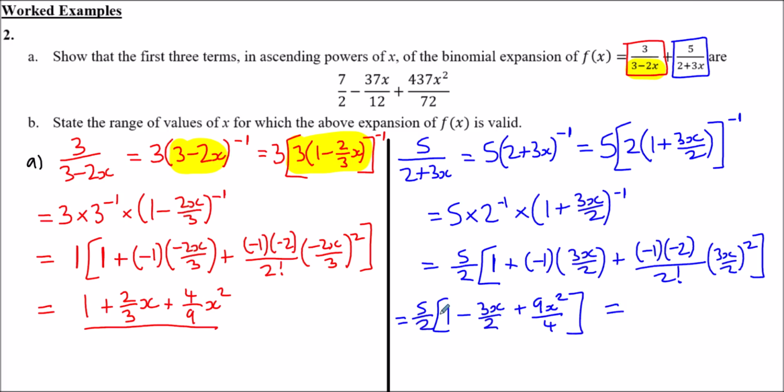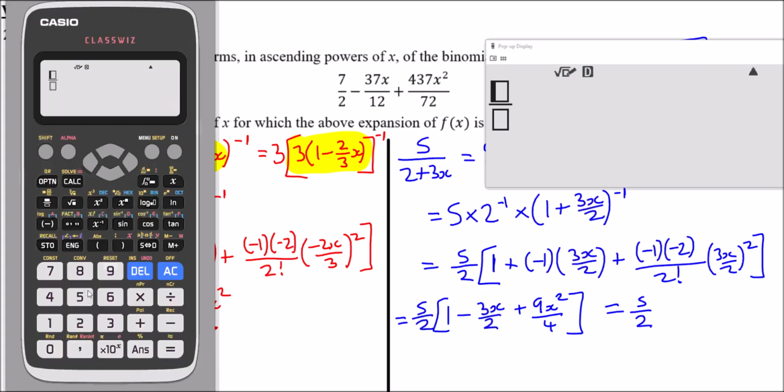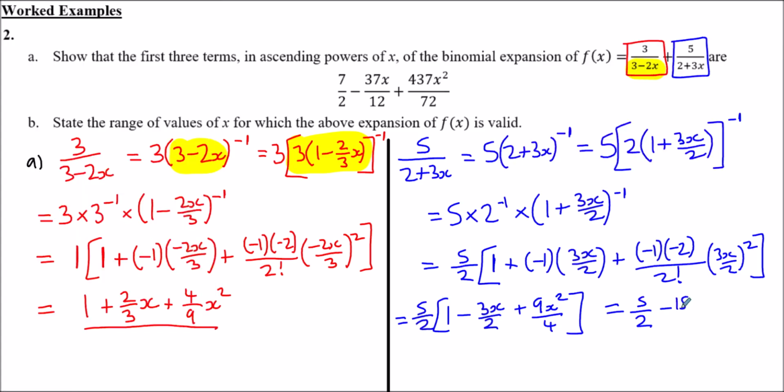Then finally expand all this, multiply it by 5 over 2. 1 times 5 over 2 is 5 over 2. 5 over 2 times minus 3 over 2, we can do this on the calculator if we need, gives us minus 15 over 4. So we have minus 15x over 4. And finally, 9x squared over 4 multiplied by 5 over 2, that's going to give us 45x squared over 8.